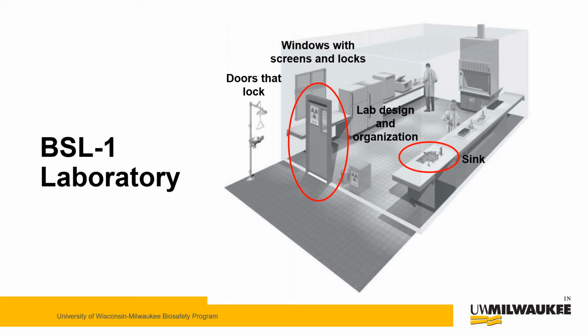Bench tops must be impervious to water and resistant to heat, organic solvents, acids, alkalis, and other chemicals. Chairs used in laboratory work must be covered with a non-porous material that can be easily cleaned and decontaminated with appropriate disinfectant. Laboratory windows that open to the exterior should be fitted with screens and be able to be locked.